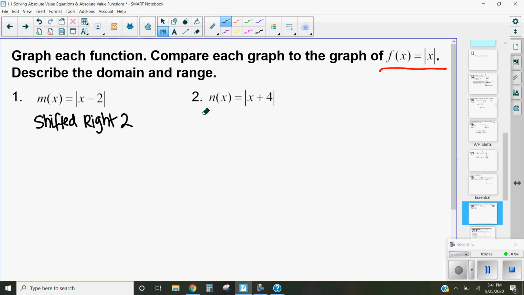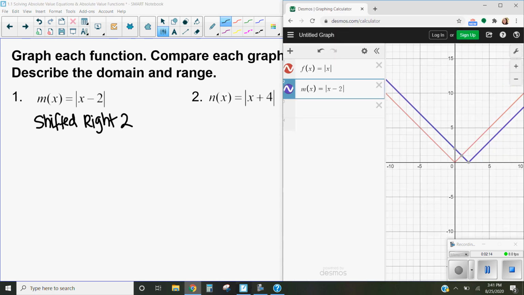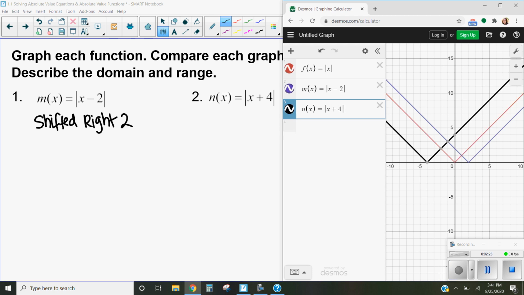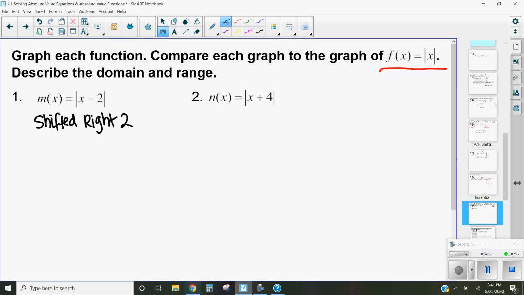Now let's look at this function n of x, and see what happened there. So n of x equals the absolute value of x plus 4. What do you notice here? What is our vertex? Our vertex is negative 4, 0. So if I have a minus 2 here, I'm actually going to shift to the right 2. If I have a plus 4 here, we ended up shifting to the left 4.